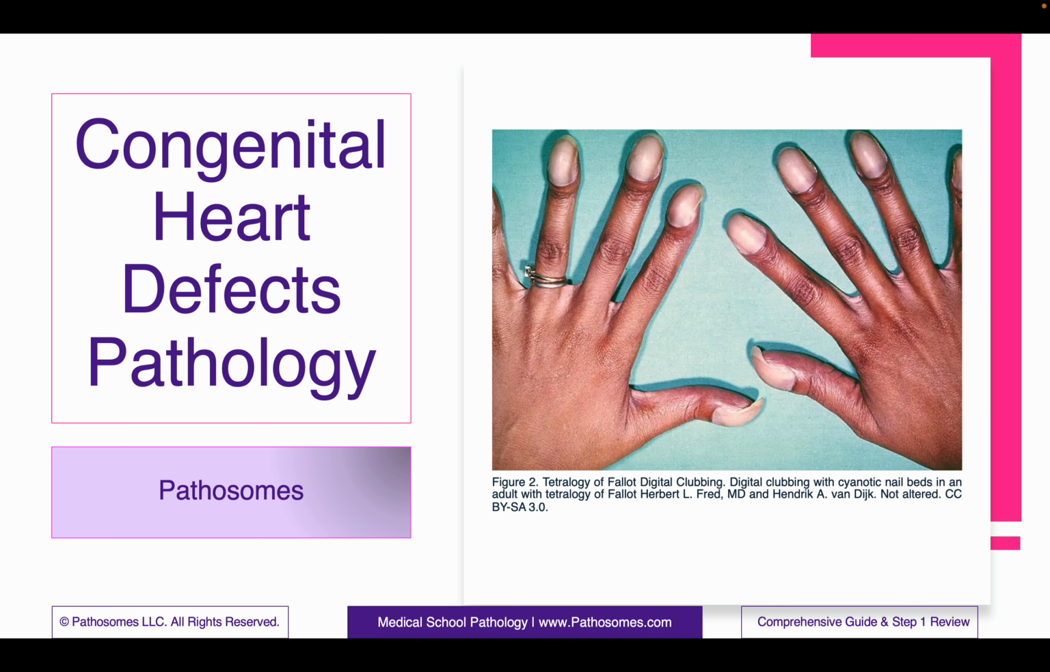Speaking of which, what are the four cardiovascular features, I should be specific in my language, of Tetralogy of Fallot? Overriding aorta, pulmonic stenosis, ventricular septal defect, and right ventricular hypertrophy, right? You remember that. I know you know that.